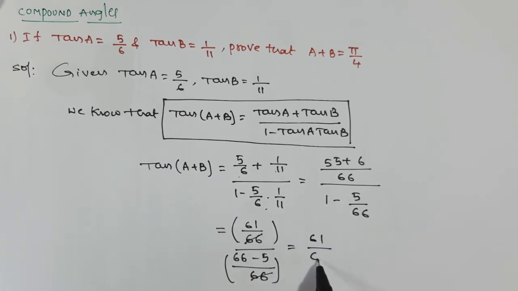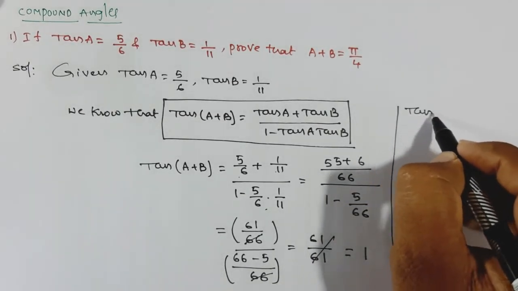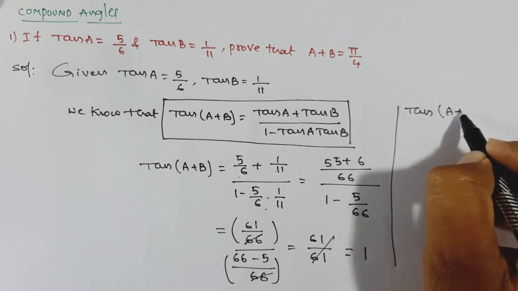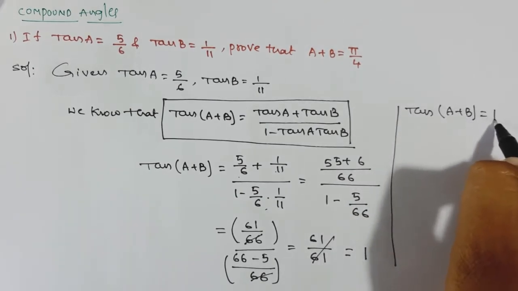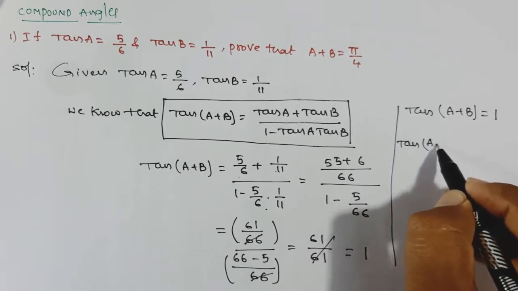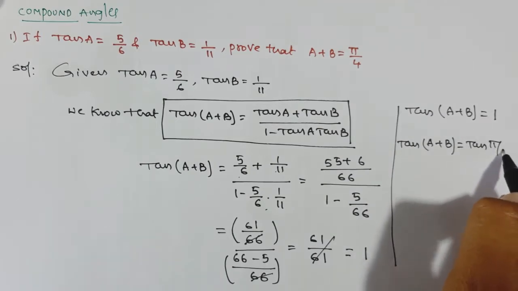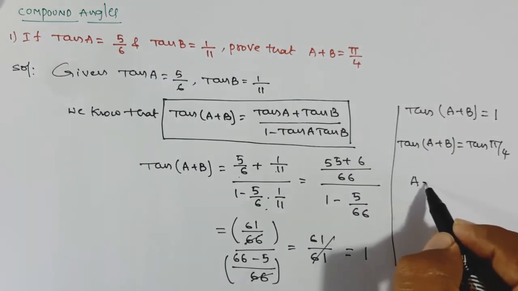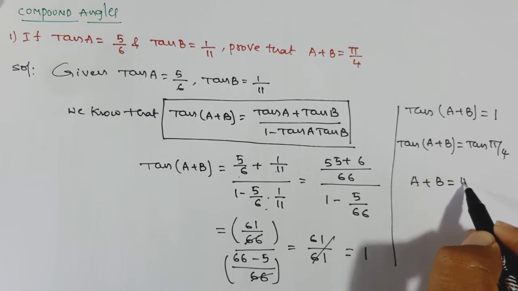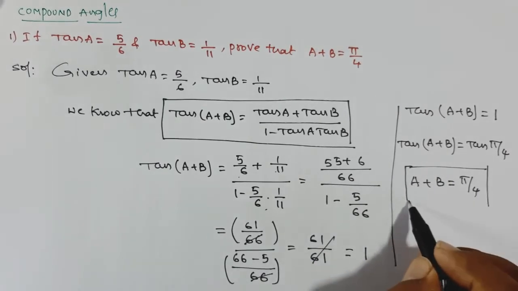66 cancels in numerator and denominator, 61 by 61 cancels, and then finally we get 1. Write tan of A plus B equal to 1, and 1 can be written as tan 45 degrees. On both sides the tan functions cancel, and the remaining is A plus B equal to pi by 4. This is the required value.